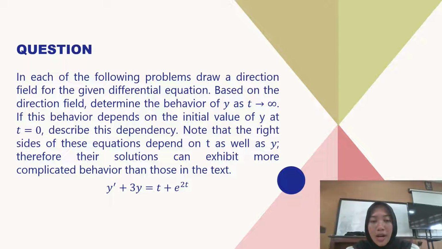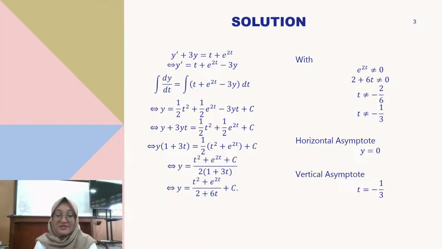y prime plus 3y is equal to t plus e to the power of 2t. For the solution, we write y prime plus 3y equals t plus e to the power of 2t. And then y prime is equal to t plus e to the power of 2t minus 3y. Then the integral of dy over dt equals the integral of t plus e to the power of 2t minus 3y dt. Then y is equal to a half t squared plus a half e to the power of 2t minus 3yt plus c.